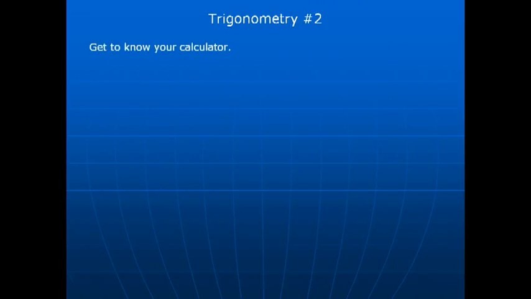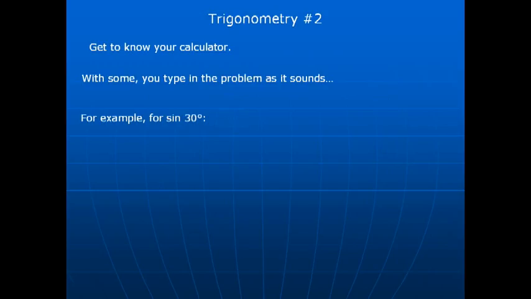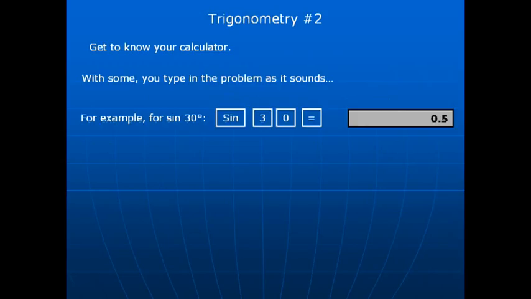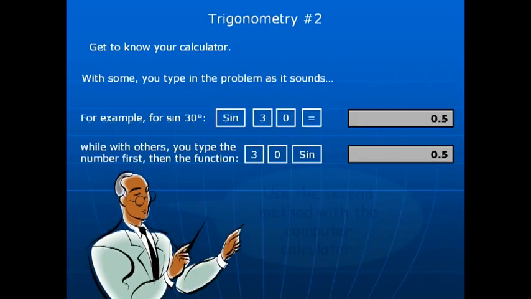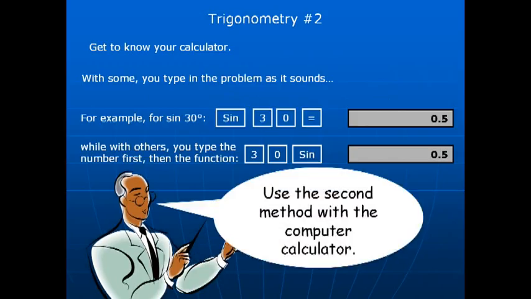Get to know your calculator. With some, you type in the problem as it sounds. For example, for sine 30 degrees, you hit sine 30 equals. While with others, you type in the number first, then the function. 30 sine. Use the second method with the computer calculator.